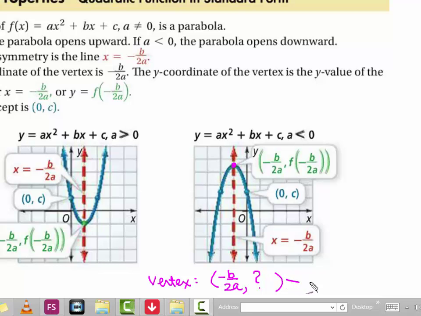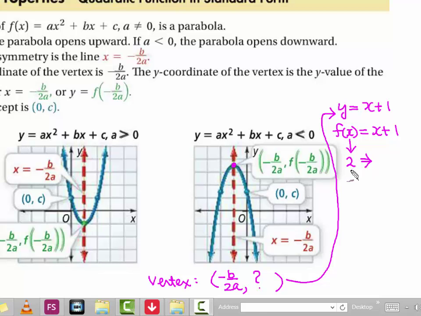It's very simple actually. Before I do that, I'll just show you one example. If you have a linear equation of y equal to x plus 1, or you can rewrite it as f(x) equal to x plus 1. Now say you know x is equal to 2, all you need to do is plug the 2 back into the original equation, so y is going to be equal to 2 plus 1, which is equal to 3. Same thing here, since you know the x-coordinate of the vertex is negative b over 2a, all you need to do is just do f of negative b over 2a, then you can find the y-coordinate of the vertex.